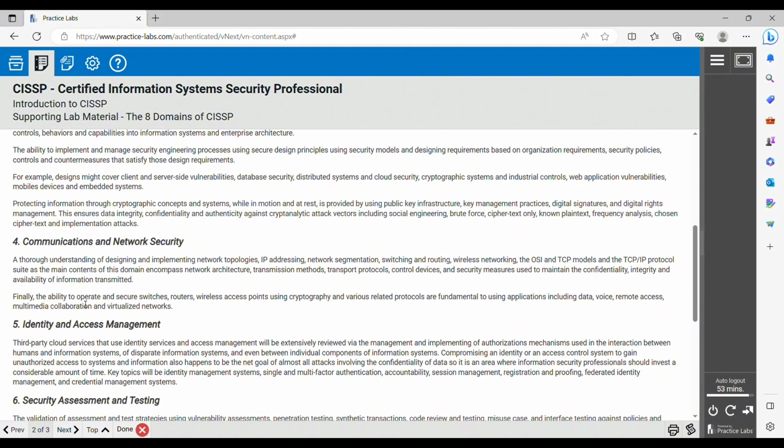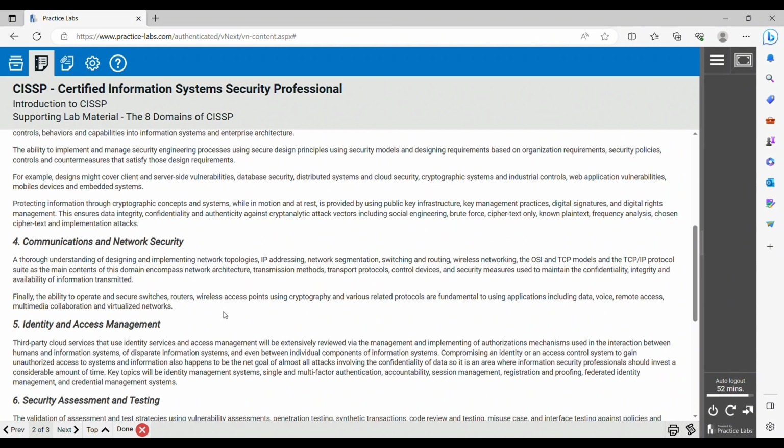Finally, the ability to operate the secure switches, routers, and wireless access points using cryptography and various related protocols are fundamental to using applications including data, voice, remote access, multimedia collaboration, and virtualized networks.